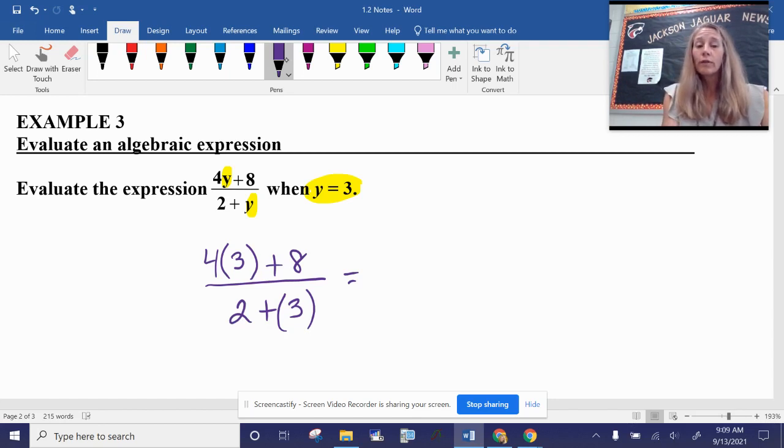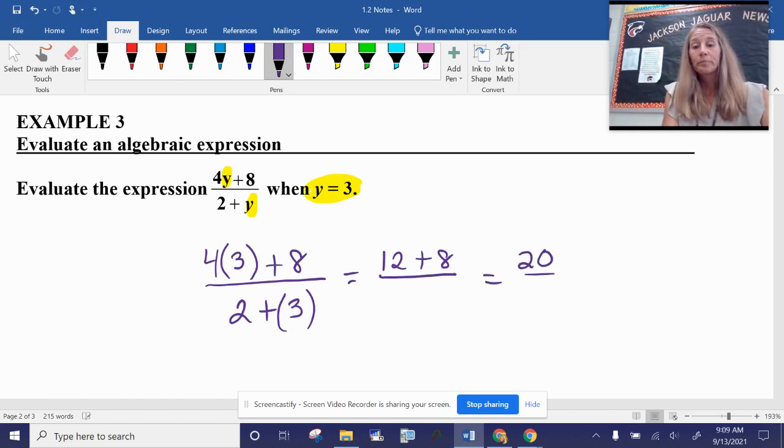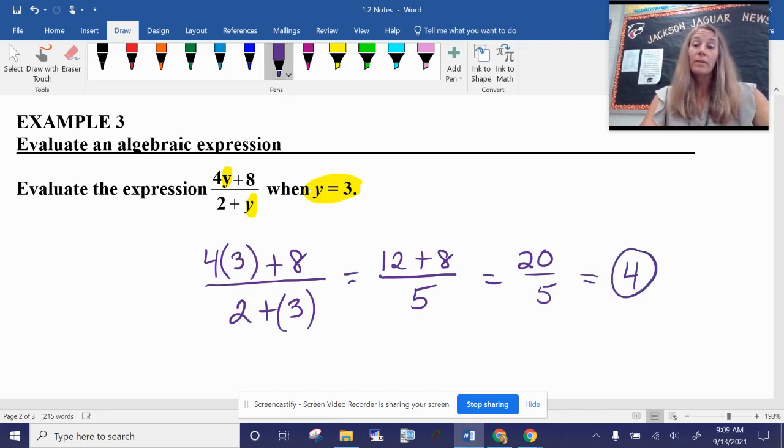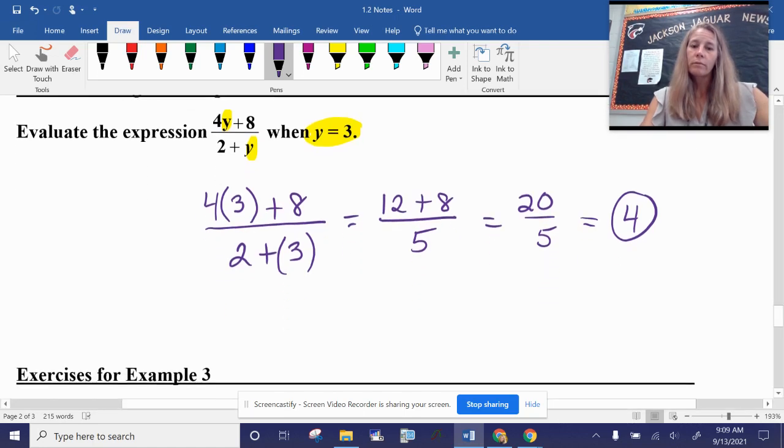So doing the numerator, 4 times 3 is 12. And then 12 times 8 is going to simplify to 20. On the bottom, I just have my 2 plus 3, which is 5. So I end up with 20 over 5. Now, 20 over 5 is a fraction that can be simplified because it actually divides evenly. So 20 divided by 5 would simplify all the way to 4. If it didn't divide evenly, then you would just either leave it as a mixed number or an improper fraction in simplified form. So let's try some evaluating.